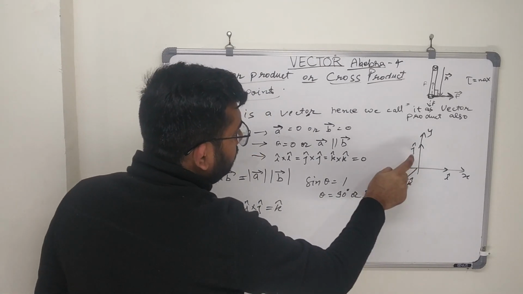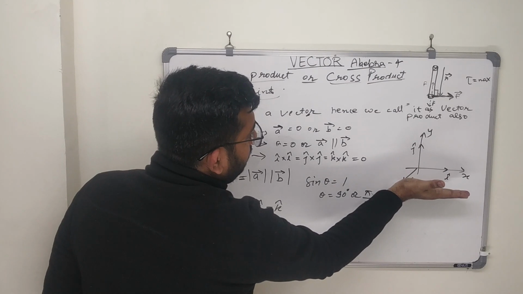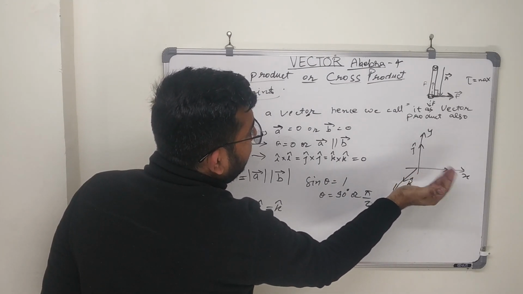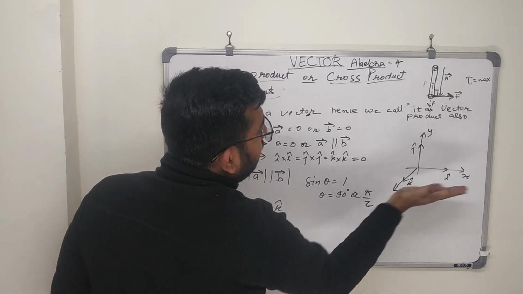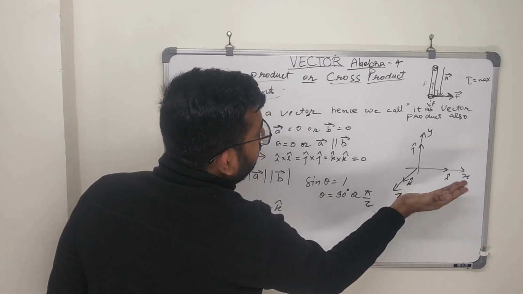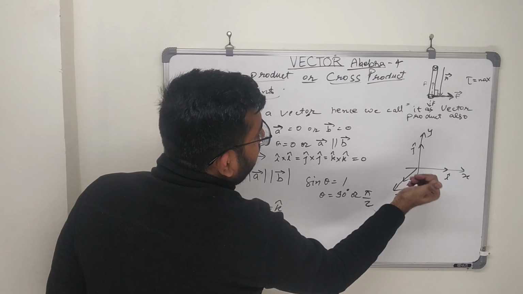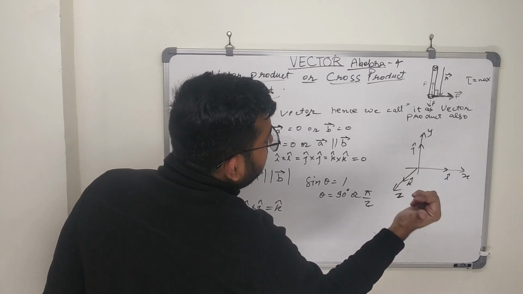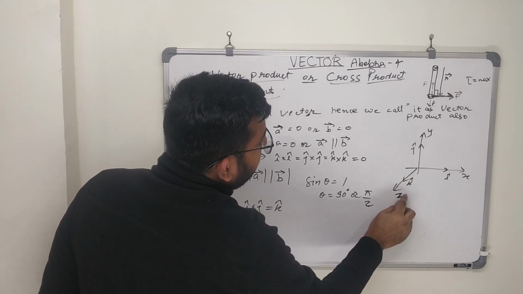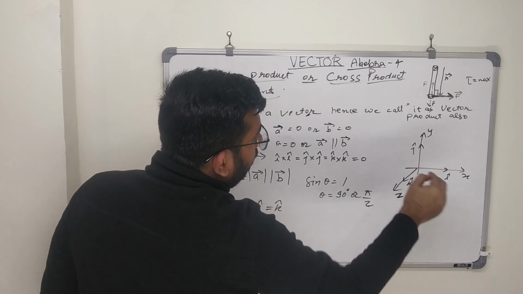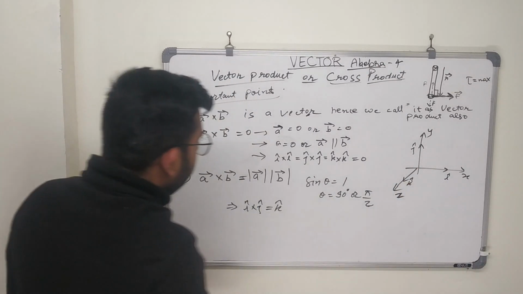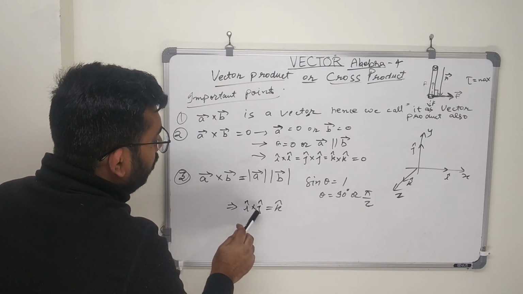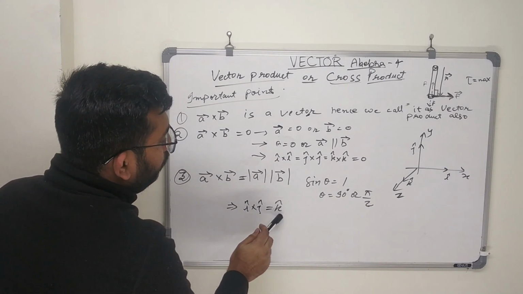but the direction of i cap cross j cap will be obtained by the right hand curl, that is we point our fingers towards the i cap and curl them towards j cap, then the thumb points out towards the k cap, that is z is normally outward the board, that is out in the outward direction. So you can say that i cap cross j cap is equal to k cap.